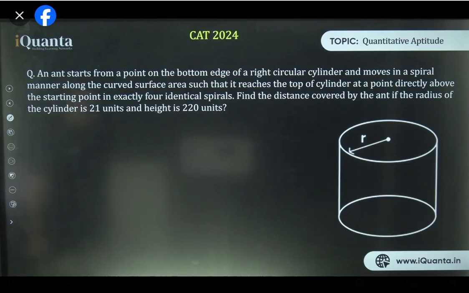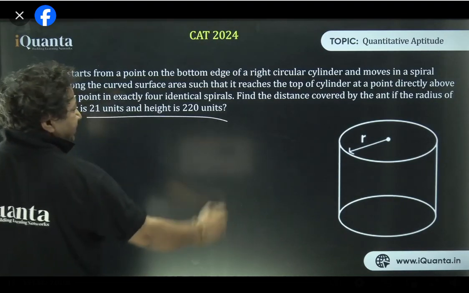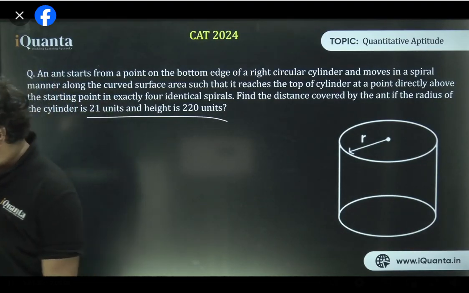Chalo, let's do this question. An ant starts from a point on the bottom edge of a right circular cylinder and moves in a spiral manner along the curved surface area such that it reaches the top of the cylinder at a point directly above the starting point in exactly 4 identical spirals. Find the distance covered by the ant if the radius of the cylinder is 20 units and height is 220 units. So I'm giving you, this can be a difficult question. I'm giving 3 minutes again to solve it.